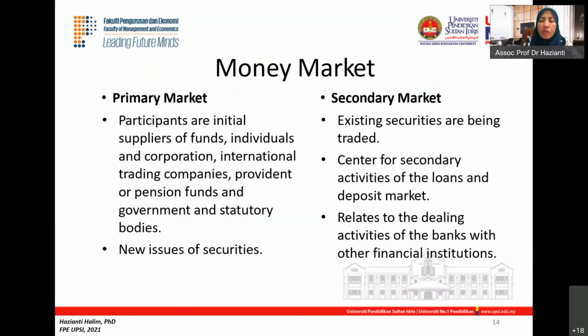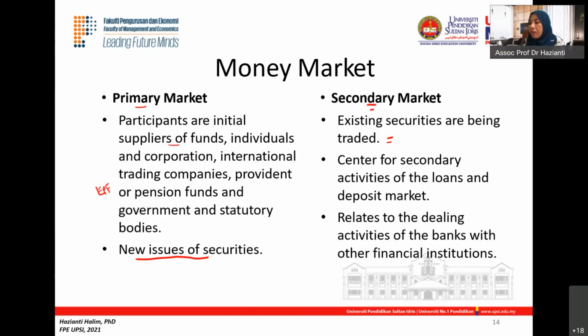Alright, so again, just like what I showed you before, we have the participants of money market, whereby we have two, primary and also secondary. Okay. So for primary market, the participants are supplier of funds, individual corporation, international trading companies, and provident fund or pension funds. In Malaysia kita ada example is EPF, and government and also statutory bodies. So ini baru nak start primary market and new issue of securities. For secondary market ni, we are talking about existing securities are being traded.